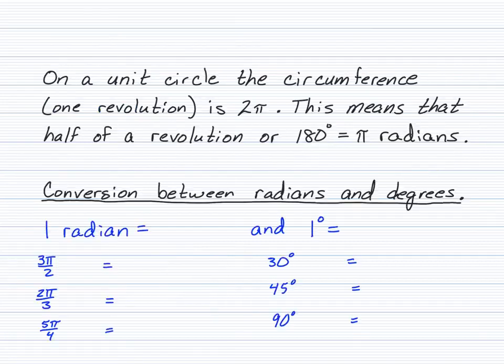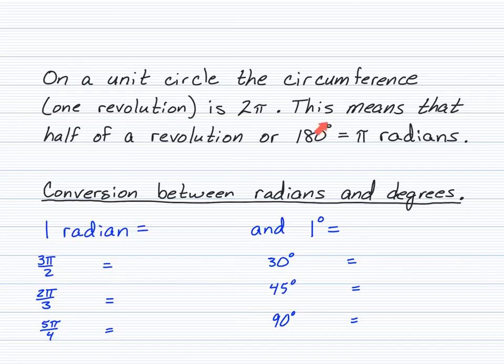On a unit circle, the circumference, which is 1 revolution, is 2 pi. So all the way around a circle is 360 degrees. It's also equal to 2 pi radians. This means that half of a revolution, or 180 degrees, would be equal to pi radians.